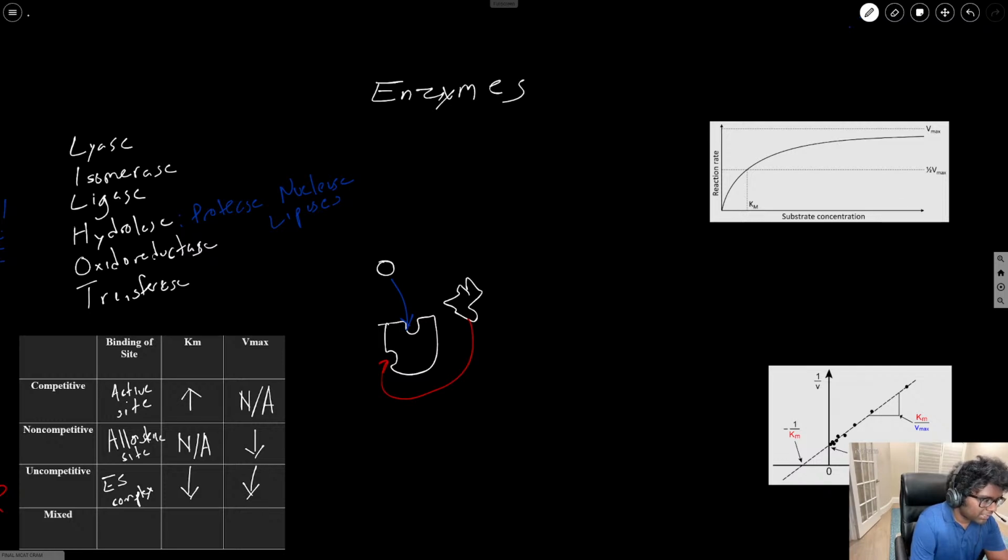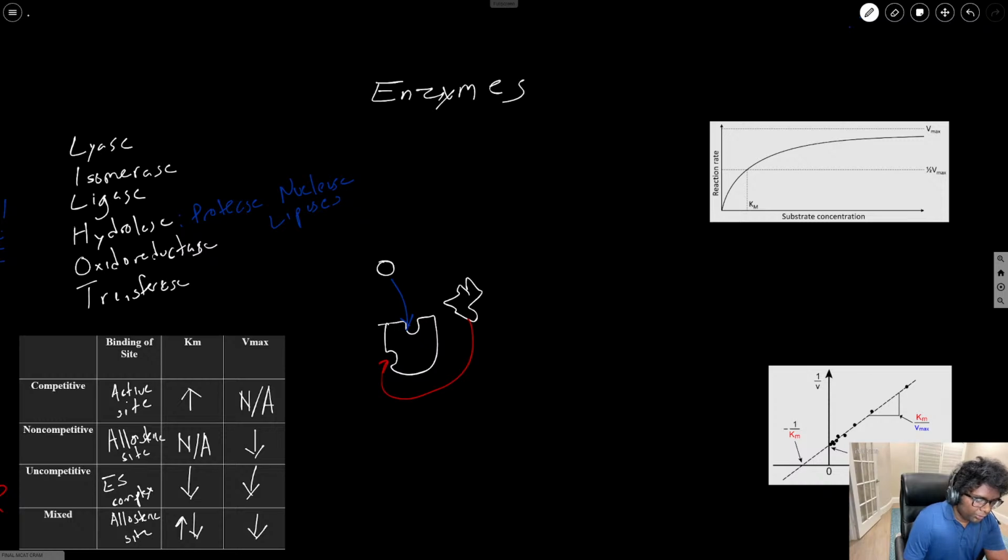Now the last kind is mixed. Mixed is sort of a mixture. It could be a little bit of this. Some enzymes could be inhibited competitively, others can be inhibited allosterically. So it would be present primarily on the allosteric site, however, and it would cause an increase or decrease in Km, depending on the concentrations. But it will always decrease Vmax.